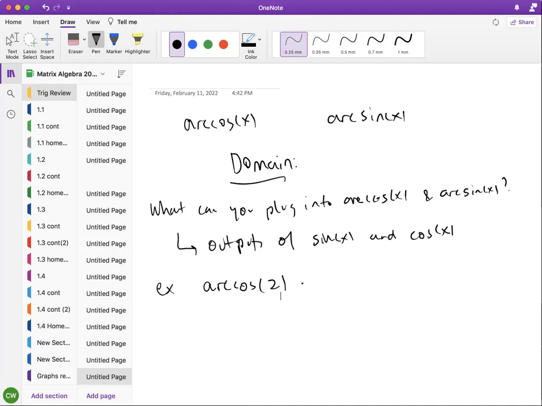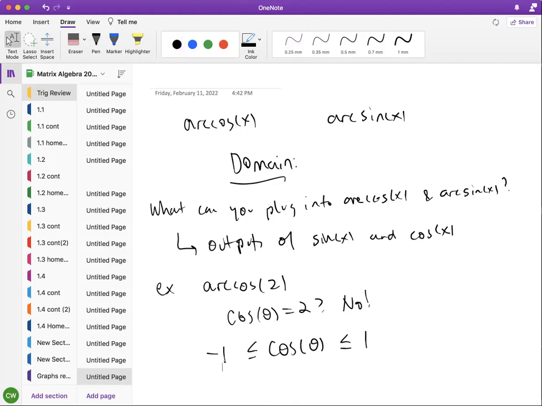Well, is 2 an output of sine or cosine? Or it's cosine. Is 2 an output of cosine? Is there an angle theta such that cosine of theta is equal to 2? Well, no, of course not. Because cosine is always in between 1 and -1.